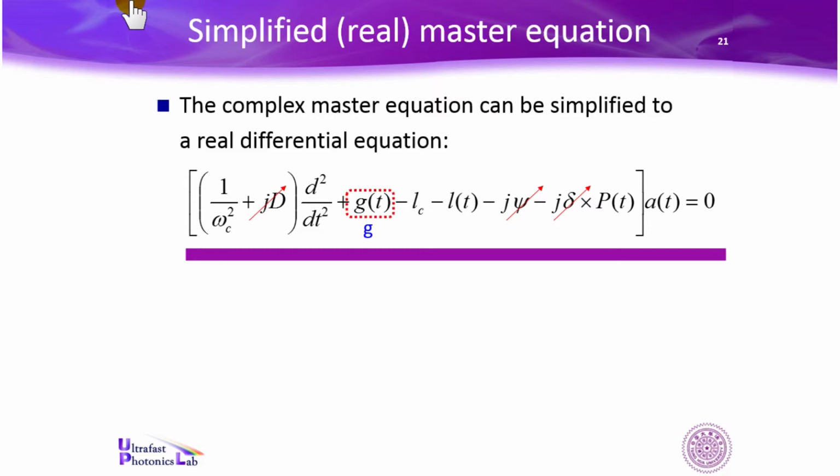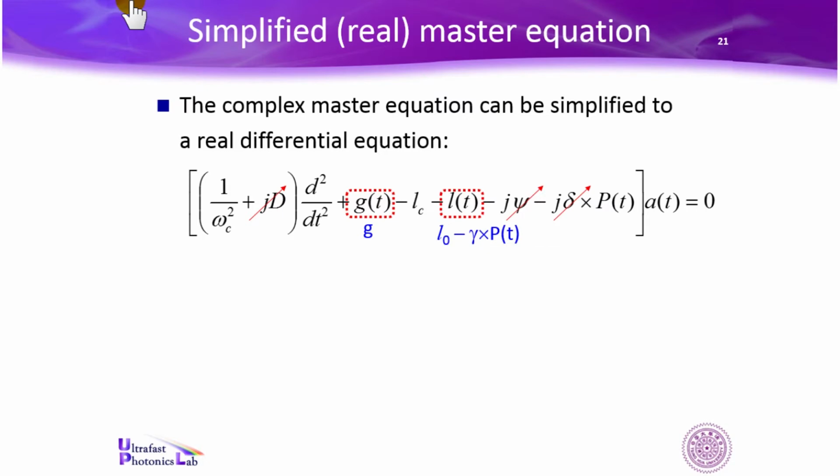Besides, G of t originally is about gain dynamics, but according to last page, this is a constant gain only. So G of t is substituted by constant G. The G is governed by the CW laser formula. How about loss? Under our model of fast saturable absorber, L of t is close to L0, a constant loss, minus SAM coefficient gamma times your driving laser power, P of t. Okay?